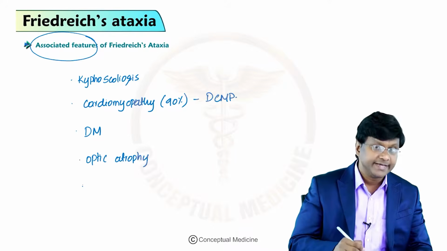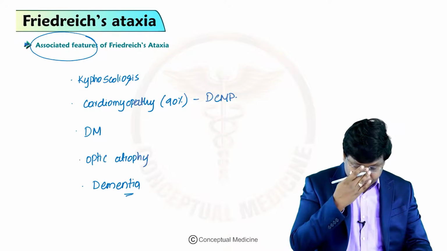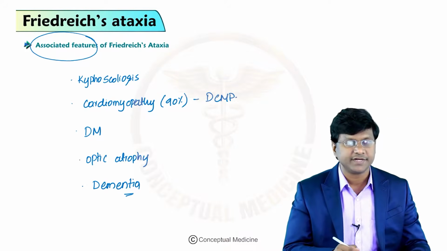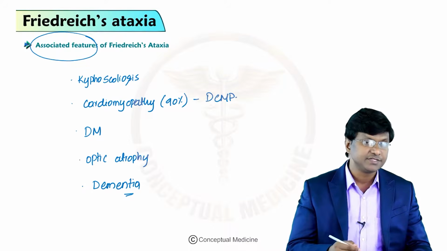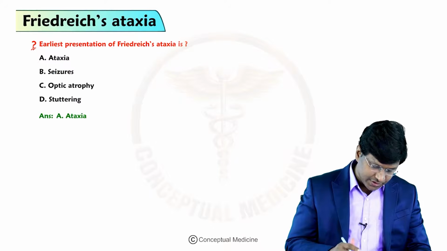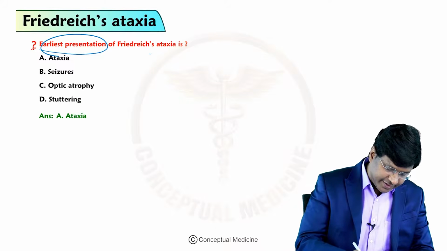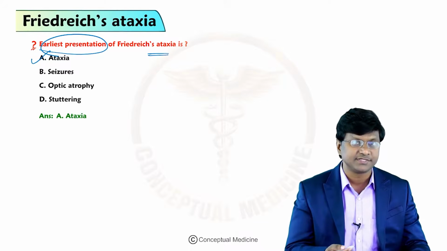And finally, the individuals will have impairment of memory, and that is called dementia. So these are the associated features of Friedreich's ataxia: pes cavus, kyphoscoliosis, dilated cardiomyopathy, diabetes mellitus, optic atrophy, as well as dementia. Now, if you see this question, the earliest presentation of Friedreich's ataxia, what will be the answer? It is the ataxia. That is the earliest presentation.